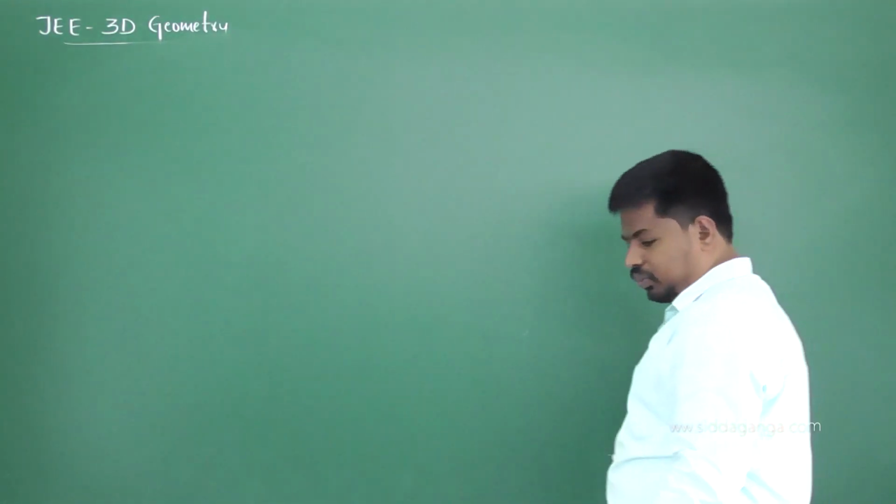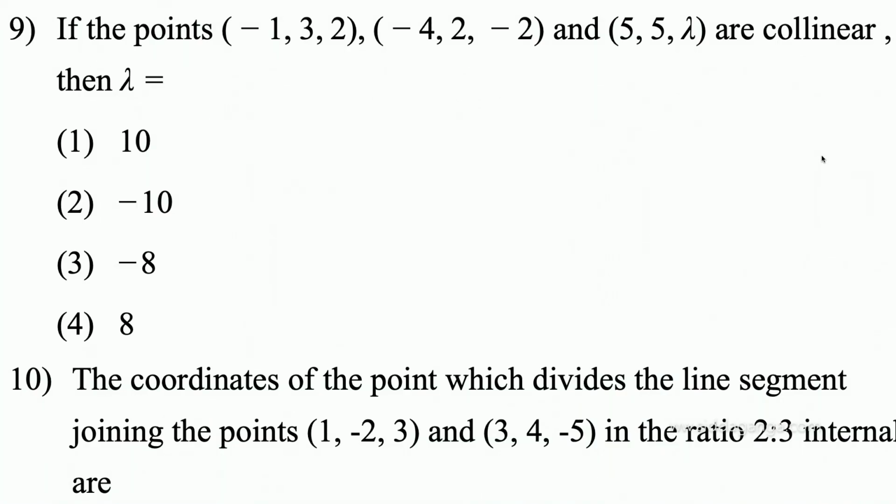Okay, students, now let's move on to question number 9. If the points (-1, 3, 2), (-4, 2, -2) and (5, 5, lambda) are collinear, for what value of lambda? In the second question, we discussed that if 3 points (x1, y1, z1), (x2, y2, z2) and (x3, y3, z3) are collinear, then this happens.